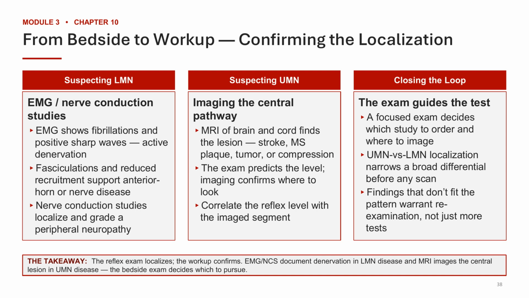And here is the relationship I want you to hold on to. The examination predicts the level. Imaging confirms where to look. That order matters, both intellectually and practically. A well-performed reflex examination tells the radiologist which segment to scrutinize. Imaging the entire neuraxis because the examination was imprecise is slower, costlier, and far more likely to turn up incidental findings that mislead everyone involved.